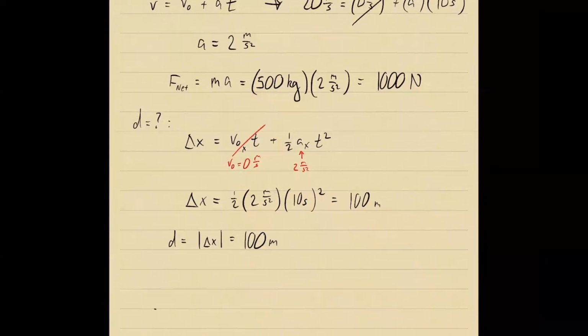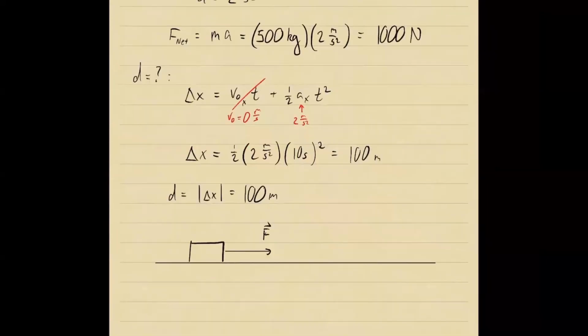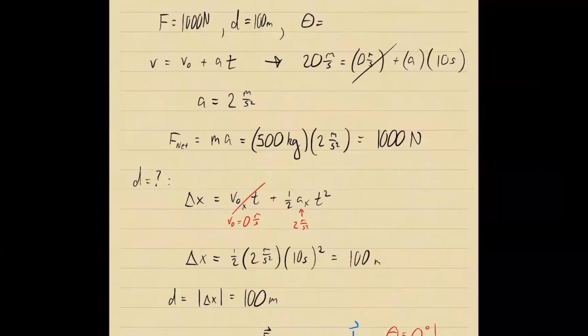In our case, the car is being accelerated forward by the net force generated by the engine, and it's being displaced also in the same direction because of this force. So its displacement and the direction of the net force are in the same direction. In this case, we would say that theta is equal to 0, because they're both pointing in the exact same direction.